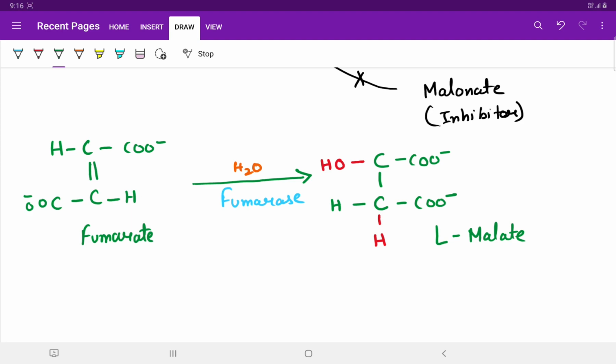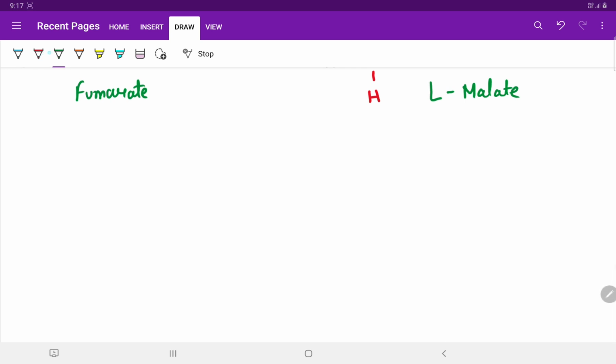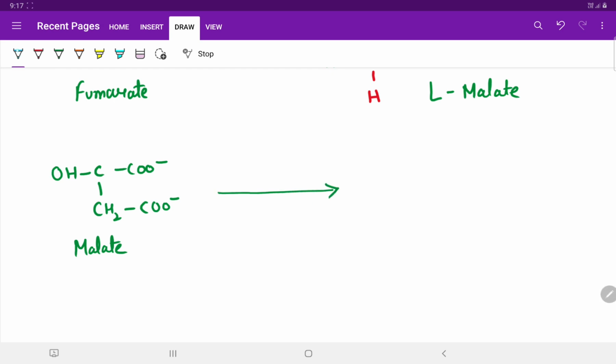Now the next and the final step is the formation of oxaloacetate from L-malate. So malate is oxidized to form oxaloacetate by the enzyme known as malate dehydrogenase. So first of all, let us draw the structure of malate. Now this is the structure for malate. Malate is converted into oxaloacetate, or rather it is oxidized, in presence of enzyme malate dehydrogenase. So this reaction occurs in presence of enzyme malate dehydrogenase.